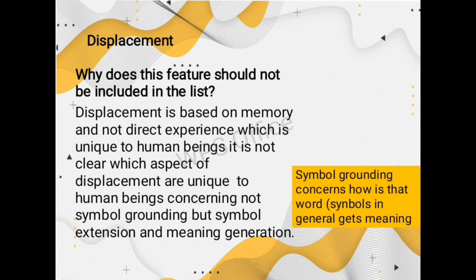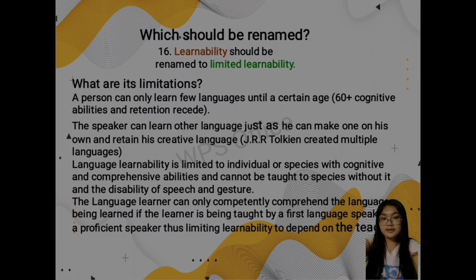It would cause misunderstanding when a speaker tells a listener about an object that the listener has not seen or experienced before. This would probably hinder understanding, since displacement is based on memory, not direct experience. So this feature is impossible to interpret.